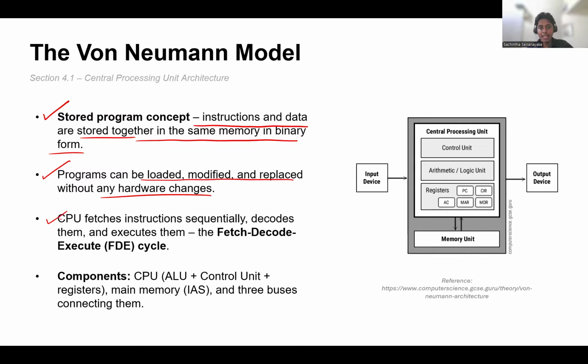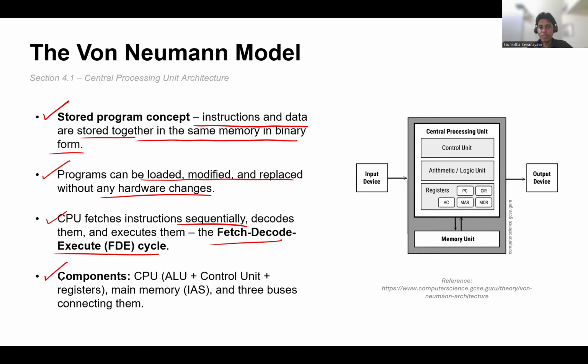Cool. And then the von Neumann model also follows the fetch, decode, execute cycle, where the CPU is able to fetch instructions from the RAM step by step, instruction by instruction, sequentially. And this is actually controlled by the program counter, as you will see in the next slides, where after the instruction is fetched, it decodes that instruction into opcode and operand and executes them one by one. Like I said, this is the fetch, decode, execute cycle, or the fetch, execute cycle for short.